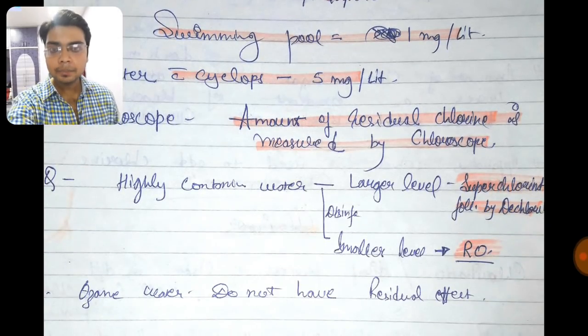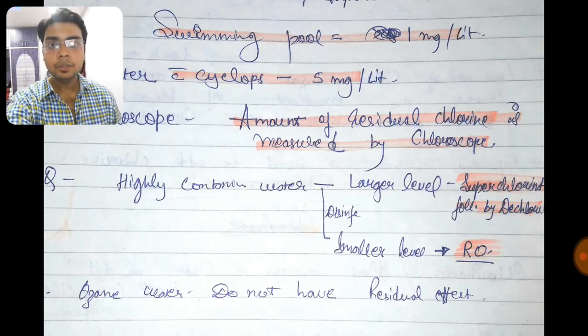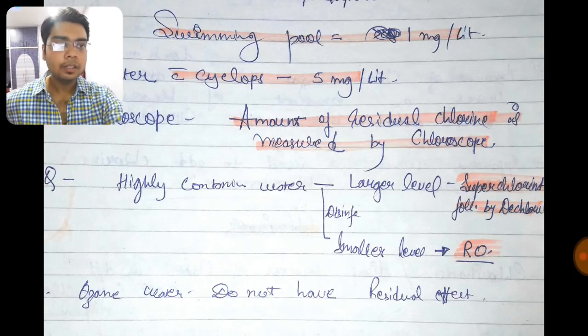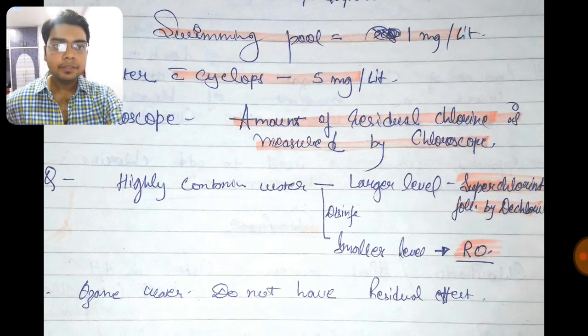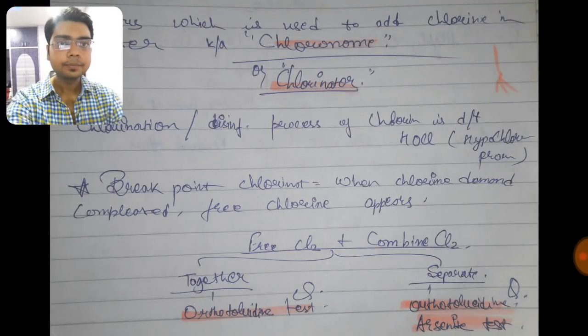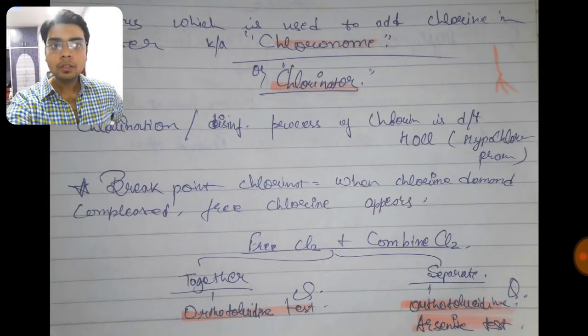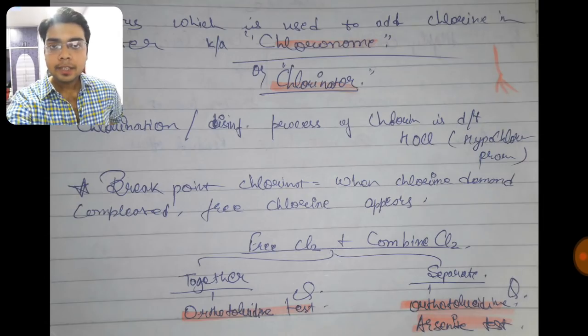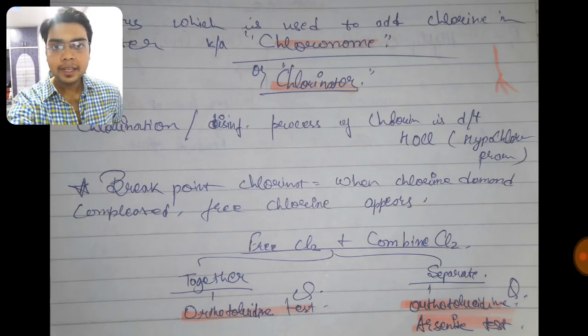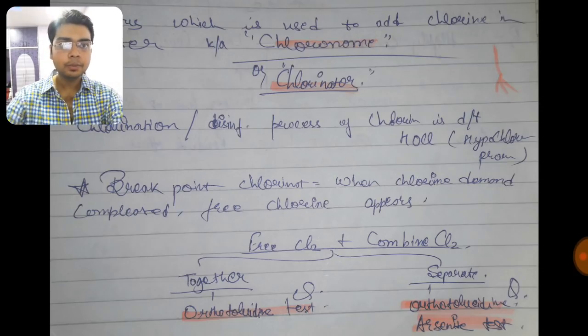Now in case of highly contaminated water, how will you dechlorinate? You can dechlorinate it depending upon the area. If it is a larger area, you need to superchlorinate it followed by dechlorination, and if it is a smaller area you can just use the reverse osmosis process or instruments. Now what is a chlorinator or chloronome? It is a device which is used to add chlorine to water. Now what is the thing which acts? It is the hypochlorite ion, that is HOCl, which is used for the disinfection process.